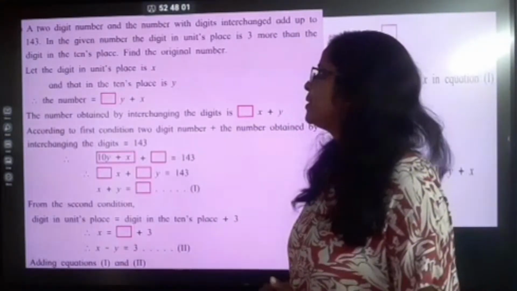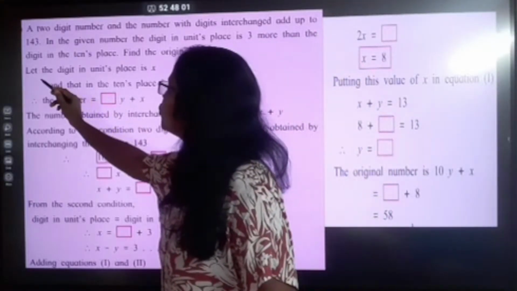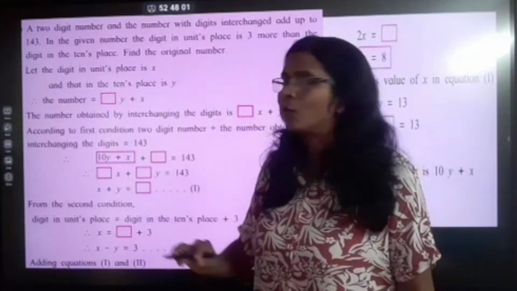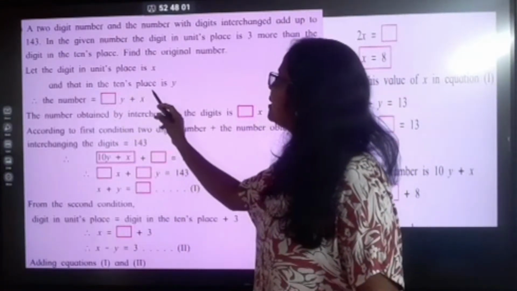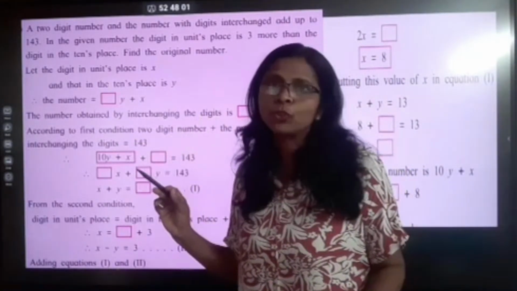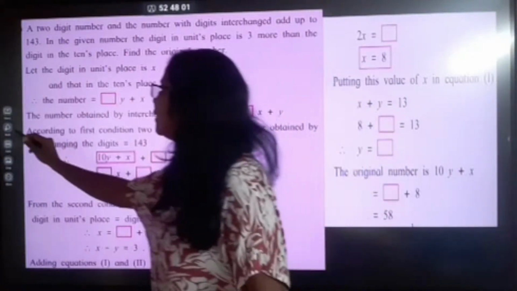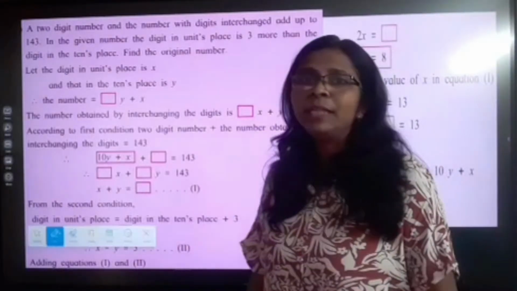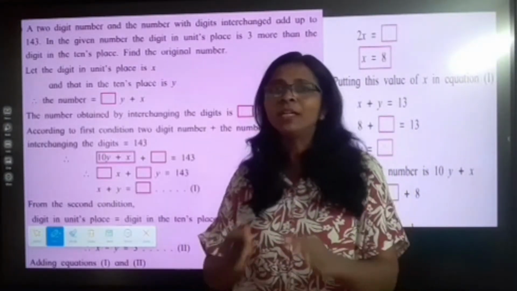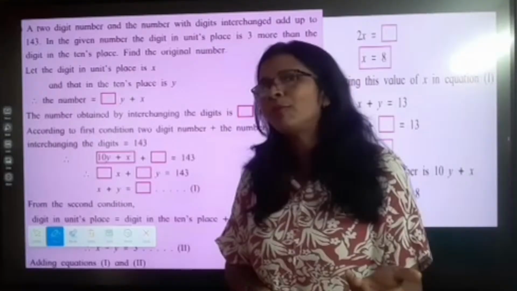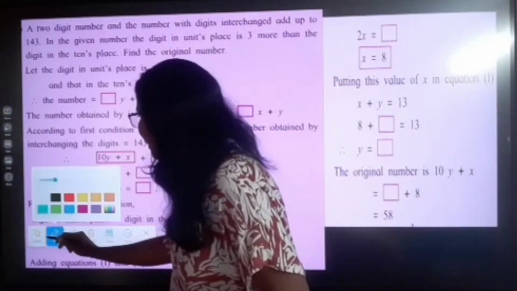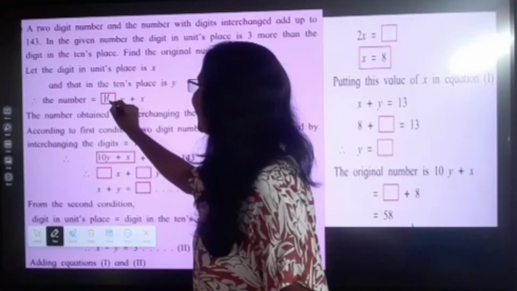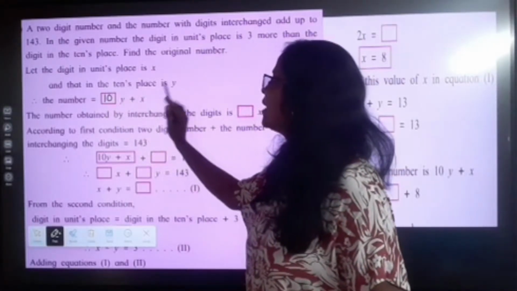Okay, so let us see how the activity is solved. Let the digit in unit place be x, and the digit in the tens place be y. Therefore students, we know that the two-digit number is equal to 10 multiplied by y plus x.